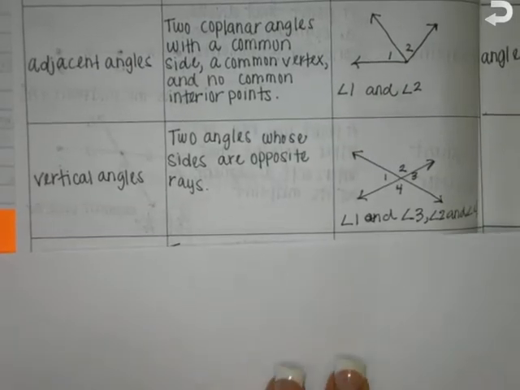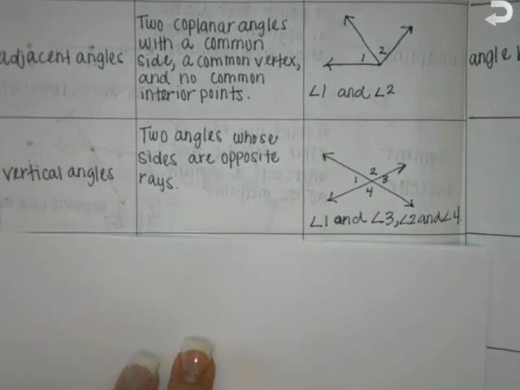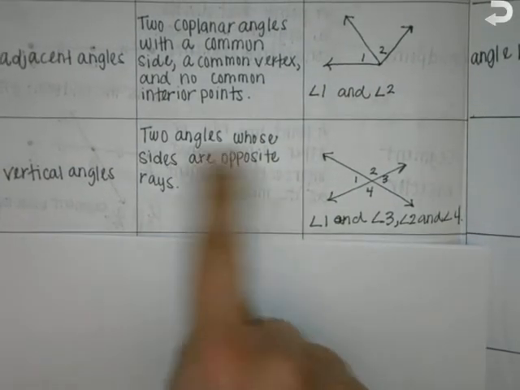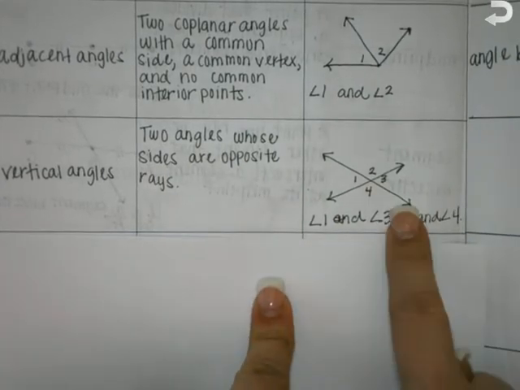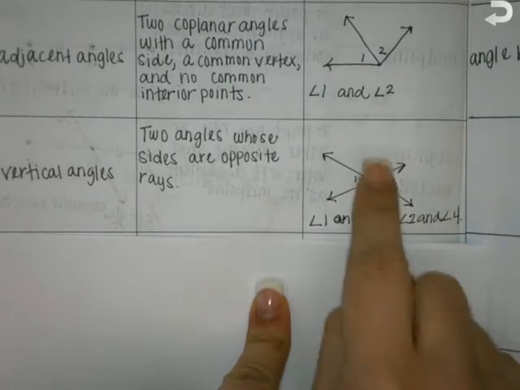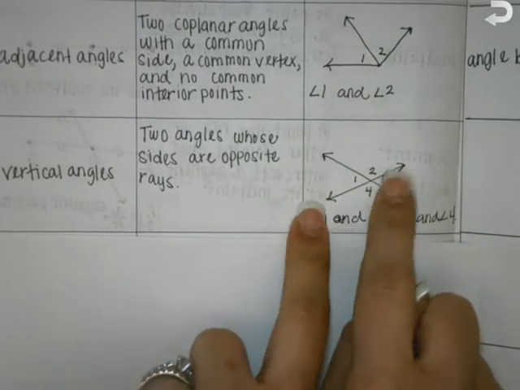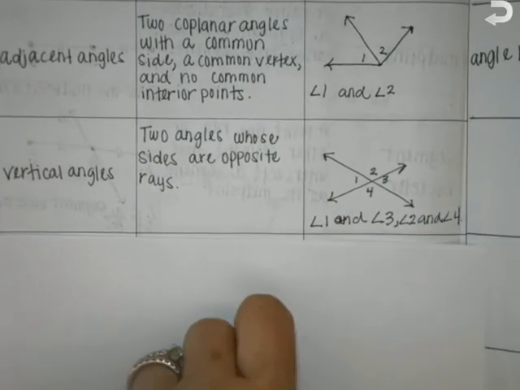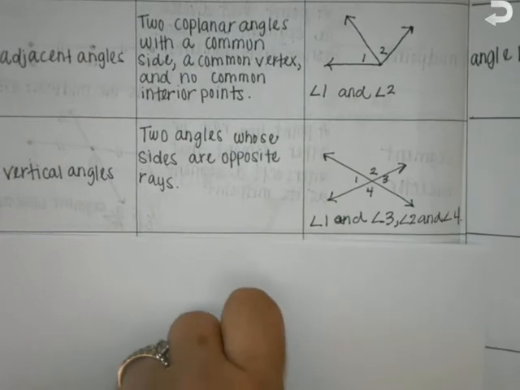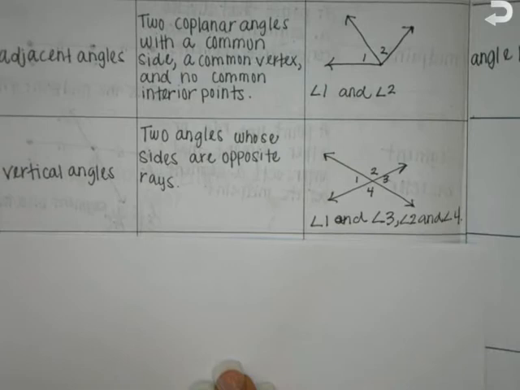The other type of angle that you are going to see is called vertical angles. Vertical angles are two angles whose sides are opposite rays. So, for example, in this drawing, angle 1 and angle 3 are vertical angles because they're vertical from each other. They have opposite rays as their sides. And angle 2 and angle 4 are called vertical angles because they have opposite rays as their sides. So it's angles that are diagonal from each other. But they have to have opposite rays.